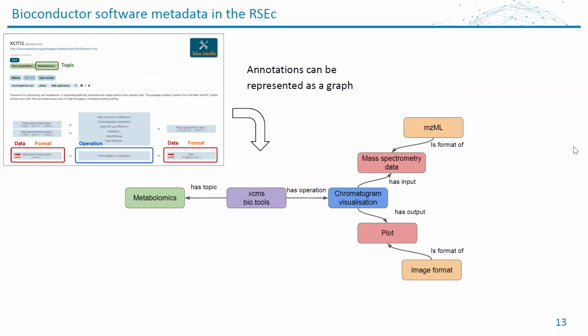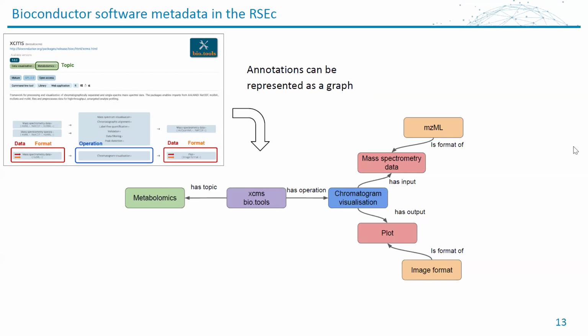These annotations can be represented as graphs. With the example of XCMS, we can annotate the topic metabolomics. It has an operation which is chromatogram visualization, which has mass spectrometry data as an input and plot as an output. Just a simple example.